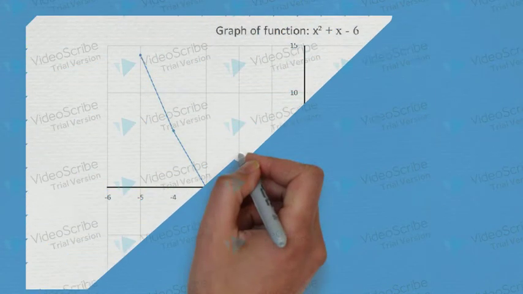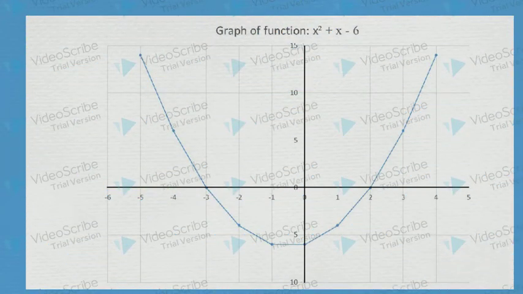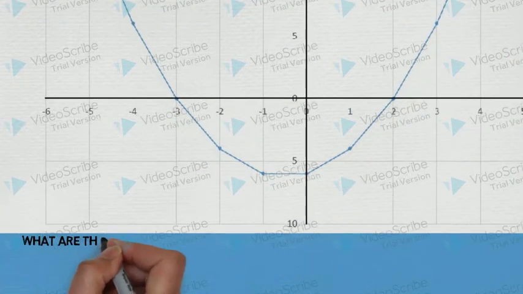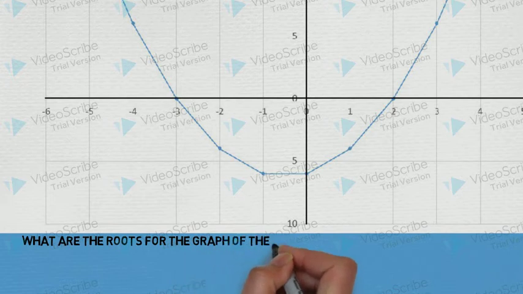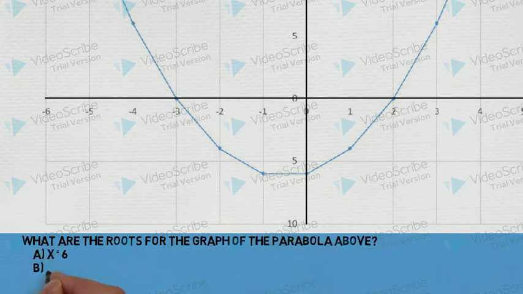Now looking at the same graph, what are the roots of the parabola above? A, x equals 6, B, no real solution, or C, x equals -3 and x equals 2? Take your time and think about it.